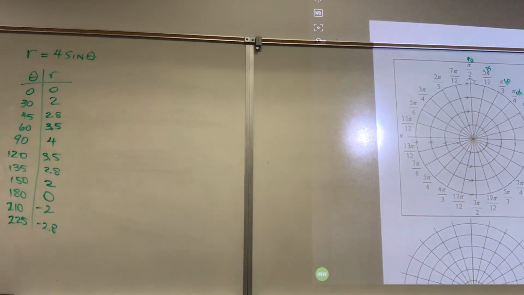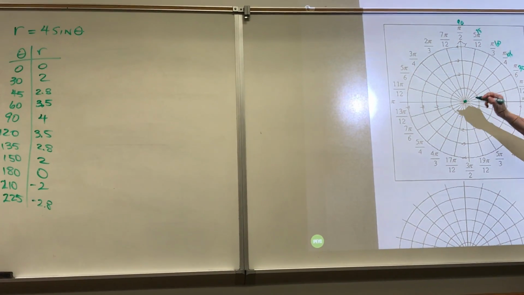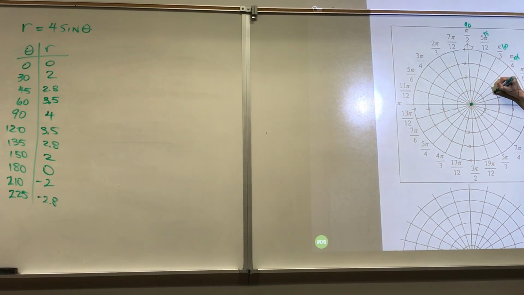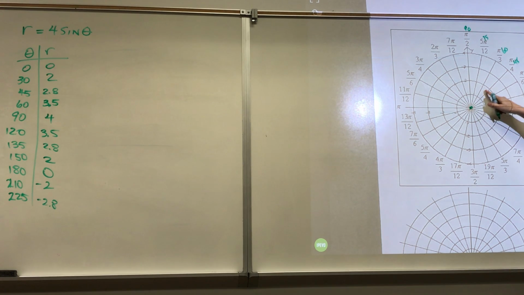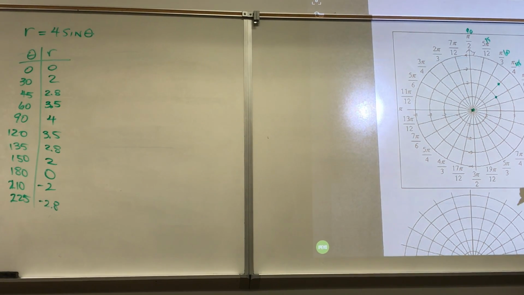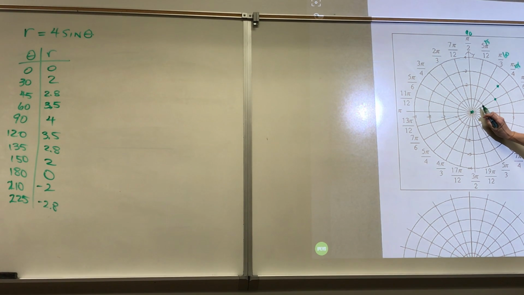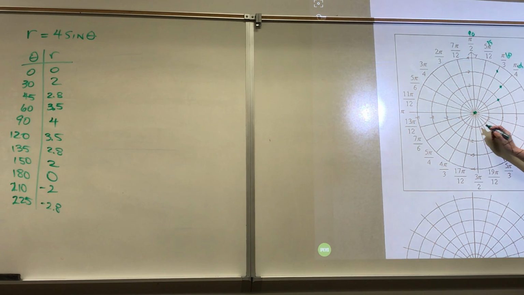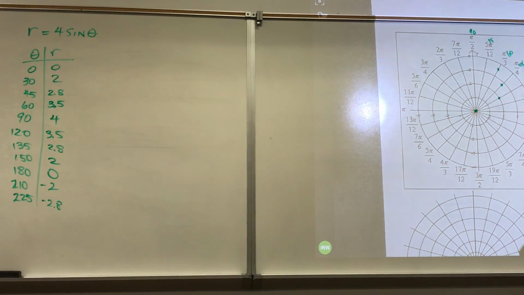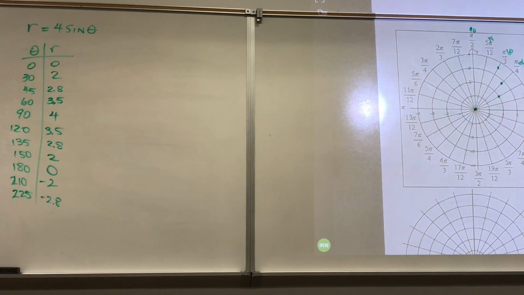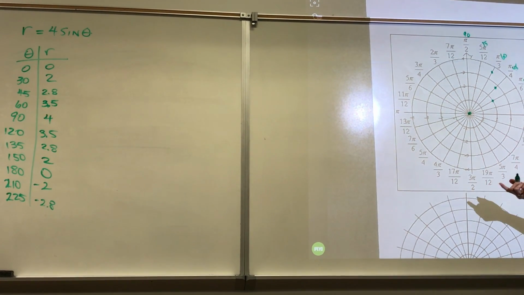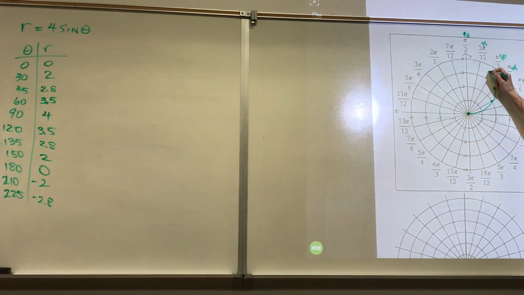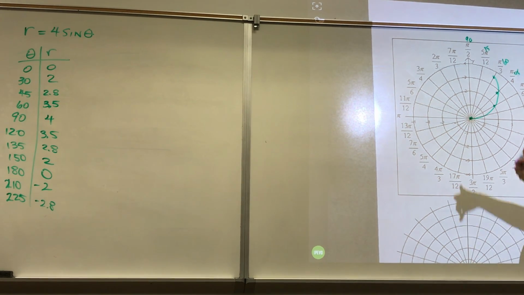What you want to do, so here we go. So 0, 0, we're going to plot. I look at my angle first, and then I go out my r length. 1, 2. 45 is 2.8, so 1, 2, 3, so 2.8, just guesstimate. 60 is 3.5, so 60 is this ray, 1, 2, 3.5. What you might want to do is start connecting the dots. Due to the nature of the sine and cosine curve, it will flow very nicely.